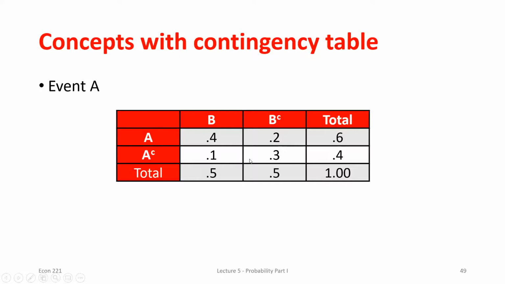These top 4 left cells all represent the probability of intersections, right? So here is the probability of A and B, and that's 0.4. The probability of A and B complement is 0.2, and so on and so forth, right? So these top 4 left cells are the intersections of whatever the row and column heading is.